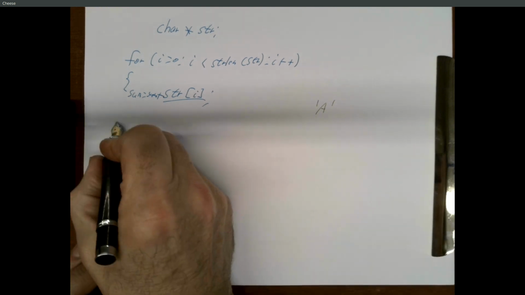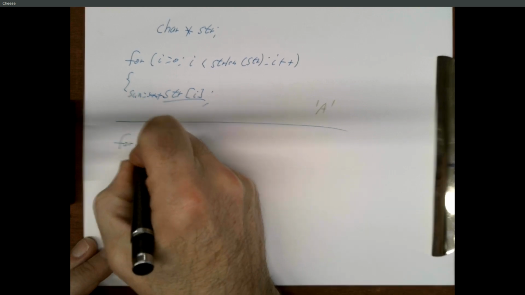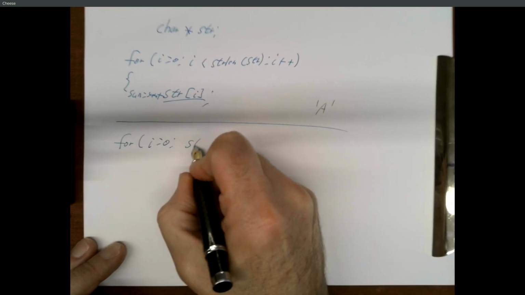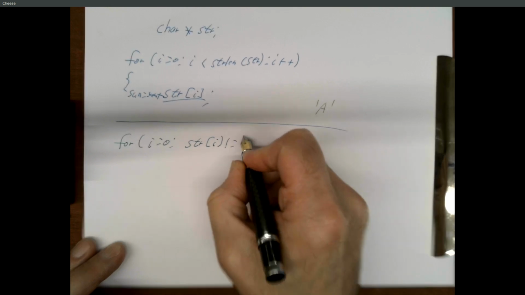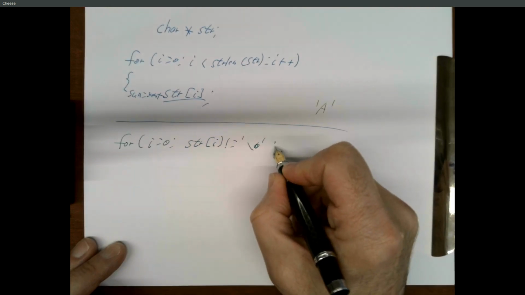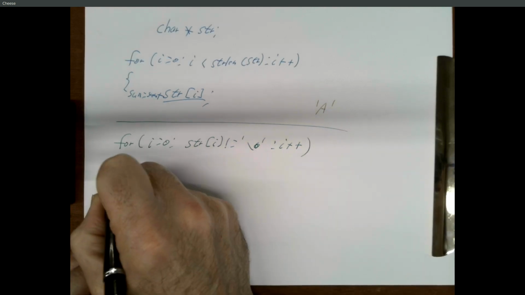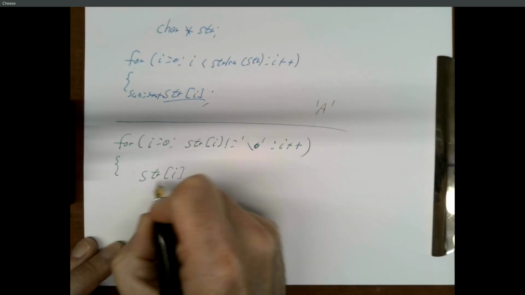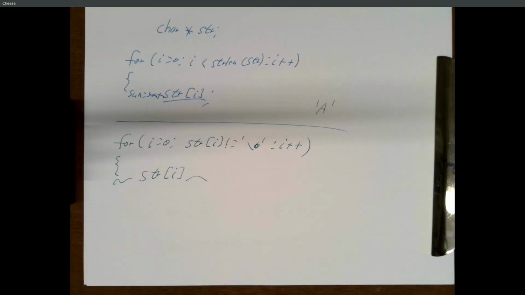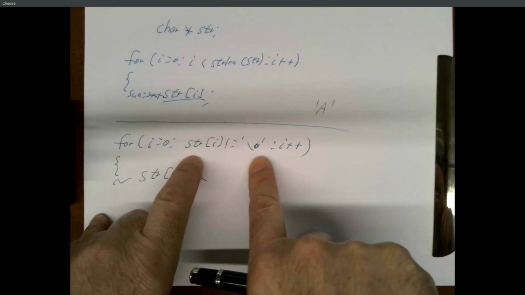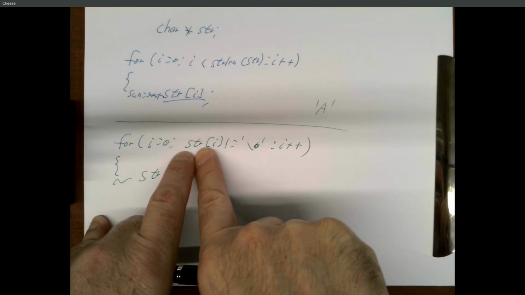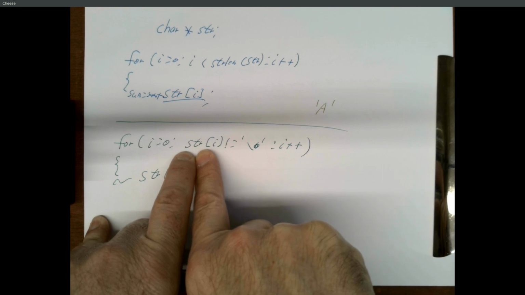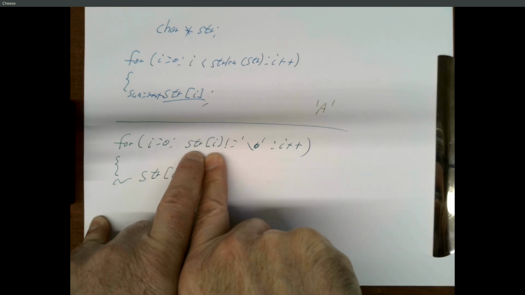So yeah, we can do a for loop where instead of seeing if i is less than the string length, we can see if str[i] is not the null terminator. This is totally legal, but it's a little unconventional, right? Usually this would probably go in a while loop more than a for loop.